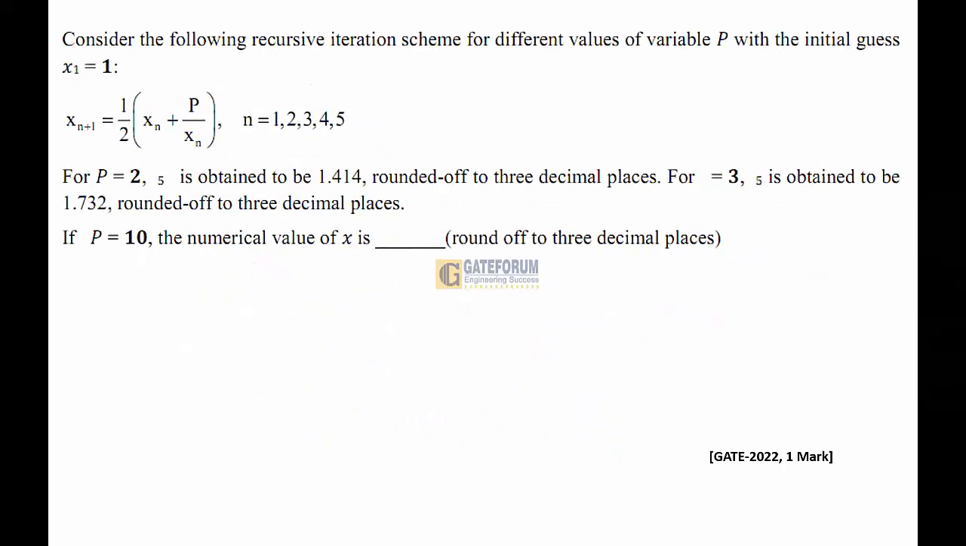The next question is, consider the following recursive iterative scheme for different values of variable p with the initial guess x1 is equal to 1.